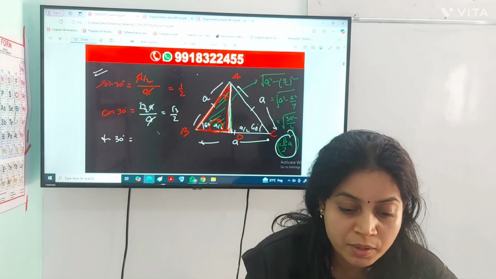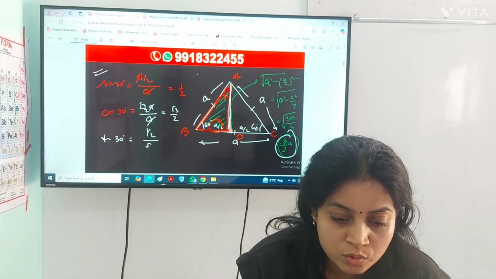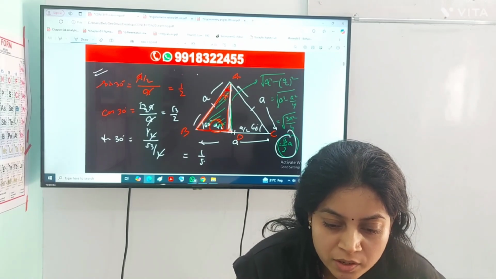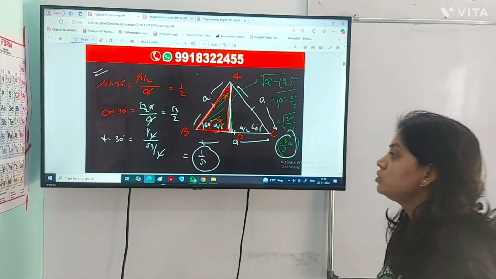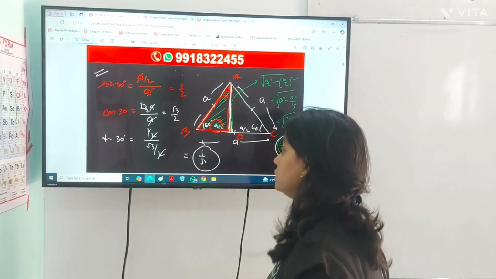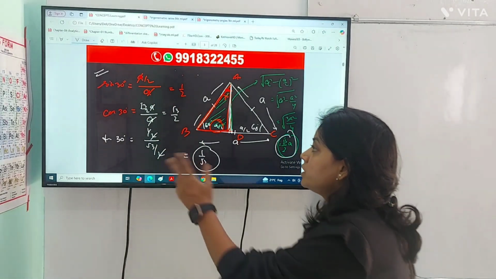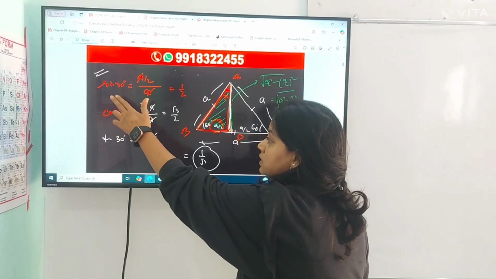For tan 30, I will just divide sin 30 by cos 30: 1 by 2 divided by root 3 by 2. 2 and 2 will get cancelled out and it will be 1 by root 3. So 1 by root 3 is the value of tan 30. So sin 30, cos 30 and tan 30 are there.